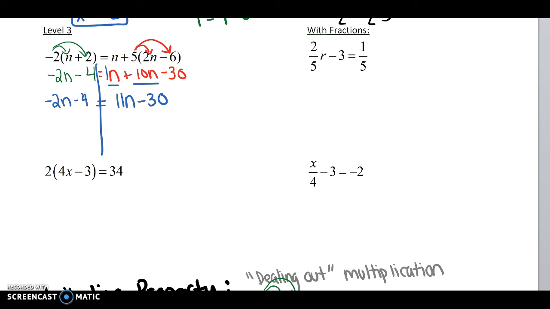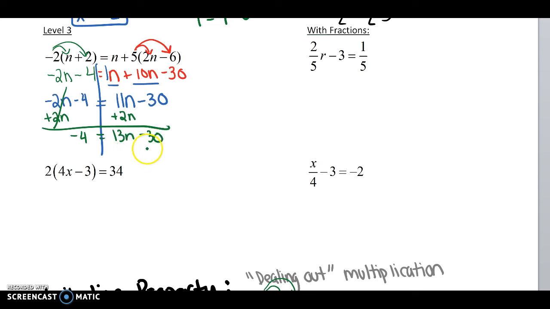Now you can actually finally go ahead and move your variables to one side and your numbers to another. So I have a minus 2n. What undoes a minus or subtraction is a plus 2n. So I'm going to move my variables to this side over here. So those will cancel because you have minus 2 and plus 2. I have minus 4 equals 11n plus 2n is 13n minus 30.